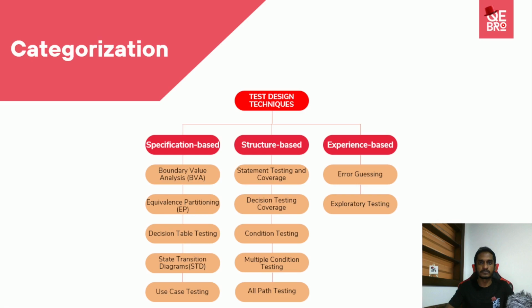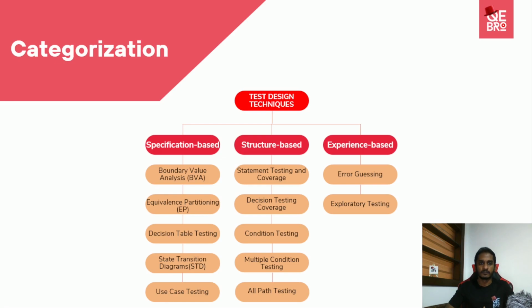Then the state transition diagram: based on the user activity, the application state changes. So in such a scenario, you can use state transition diagrams. And then we have use case testing. So I hope it's clear why we have these different types under the specification based techniques.